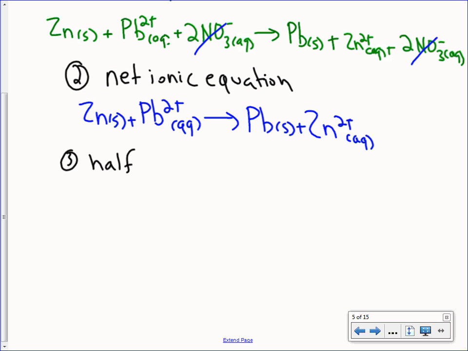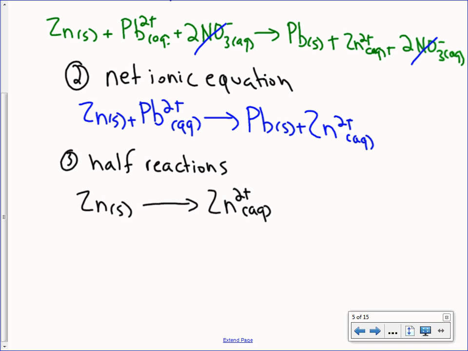Third thing that we'll need to do is come up with the half reactions for our net ionic equation. So we'll start with zinc, since that's the first thing that we have written. We have solid zinc that starts off with a charge of 0. As the reaction proceeds, we have zinc that now gains a charge of +2. In order for zinc to gain a charge of +2, it has to lose 2 electrons as this reaction occurs.